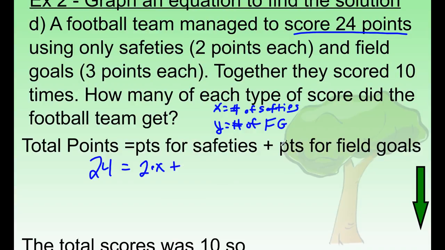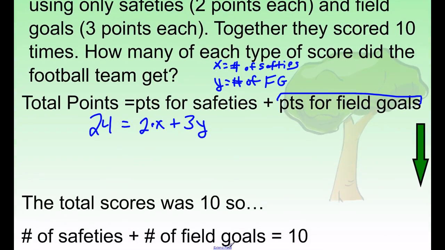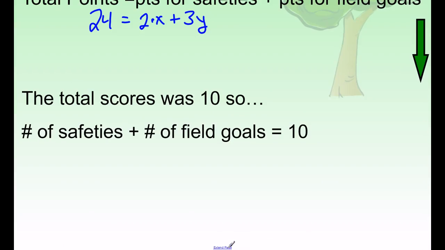And the number of points from the field goals, since field goals are 3 points each, would be 3 times the number of field goals. So there's my first equation. The second equation comes from the second part of the problem. It says together they scored 10 times. So if with safeties and field goals they scored 10 times, it means the number of safeties plus the number of field goals together is 10. So those are the two equations that we should have come up with.